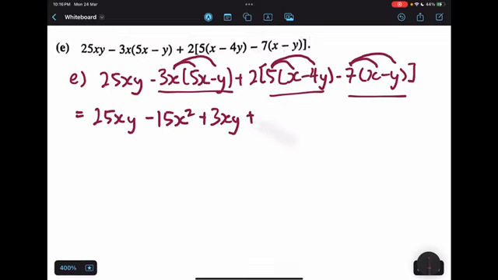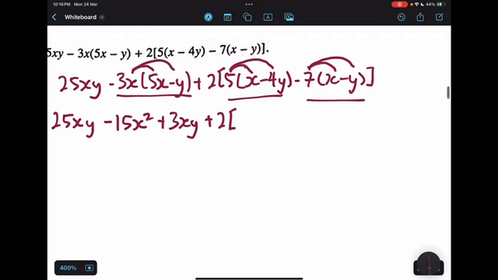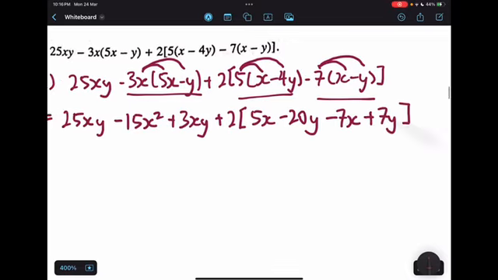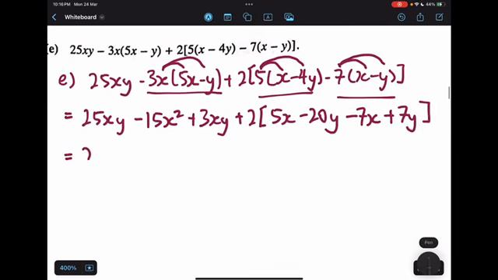After that, I have a plus 2 with my square bracket, and my next expansion, 5 times x, that will give me 5x, and 5 times negative 4y, that will give me negative 20y, and my next expansion, negative 7 times x, that will give me negative 7x, and negative 7 times negative y, that will give me positive 7y. Alright, now I can work on my square bracket. I'm going to copy down all that I have so far until I reach my square bracket, which I am going to expand. Alright, here we are.